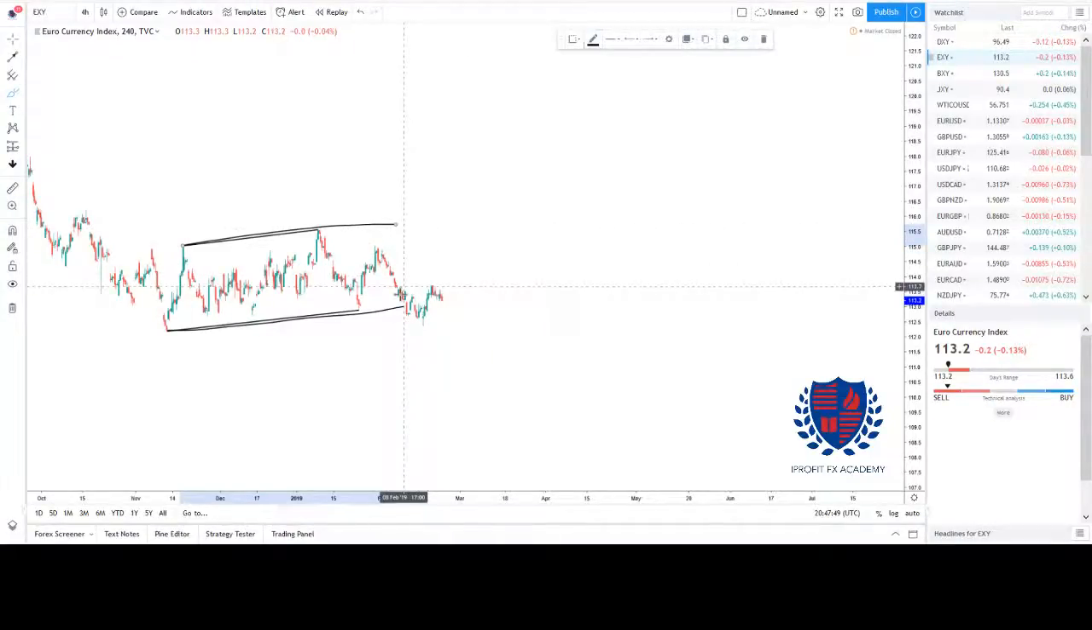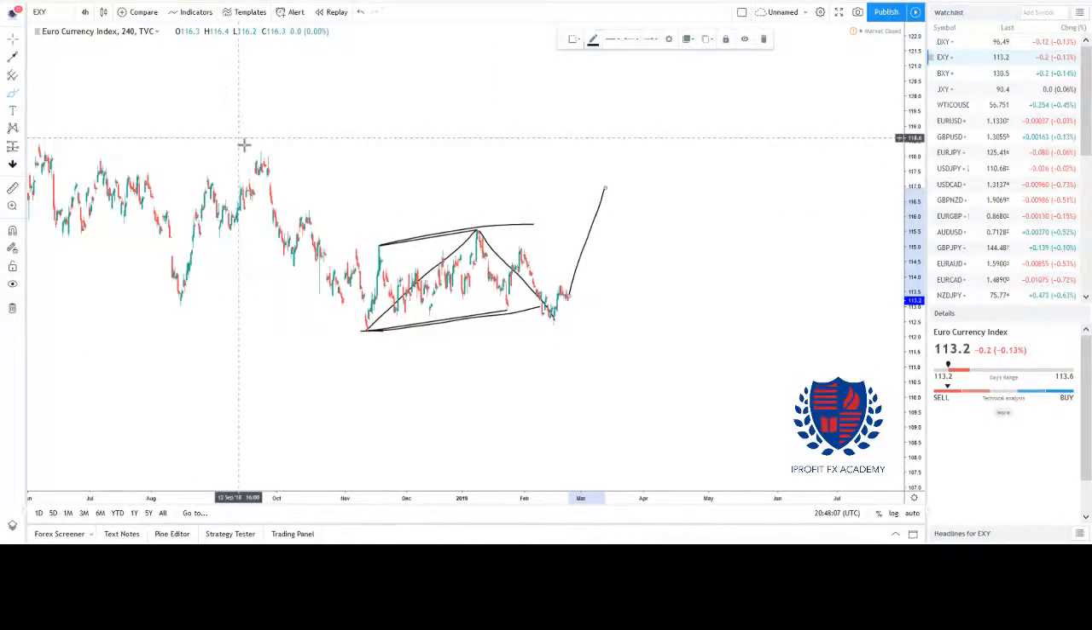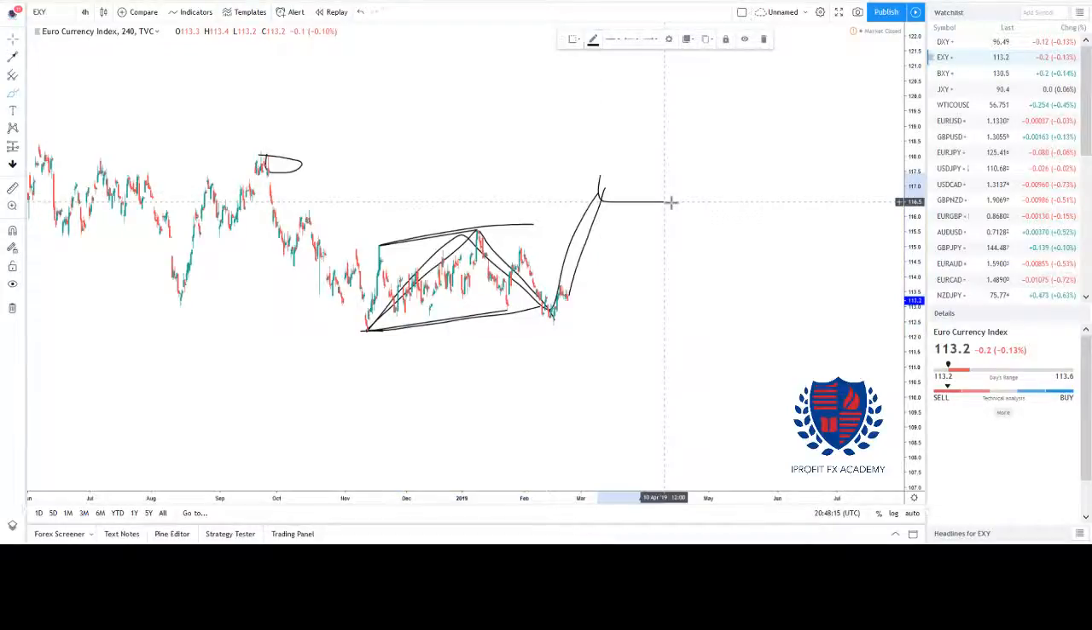We could make a bigger three-wave correction as far as this being the first wave, this being the second wave, but we do not have a break of this low yet. So we could possibly get a move up here. This movement up could be the test of this zone. So we would have 1, 2, 3. Once we get to this area, we would identify structure.